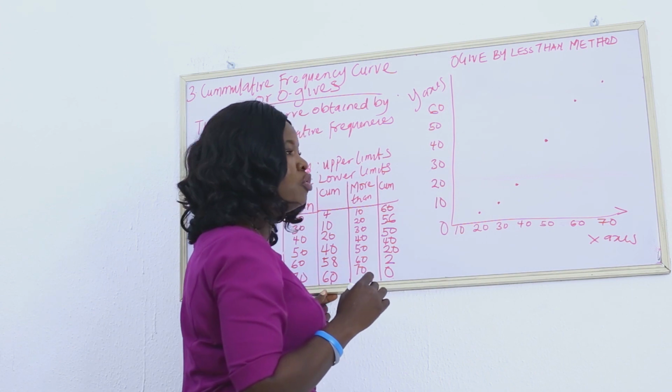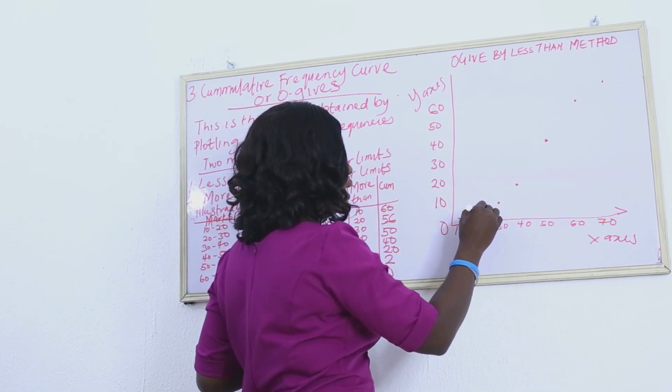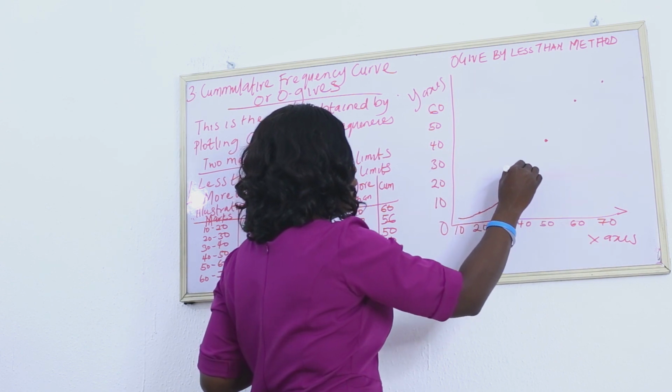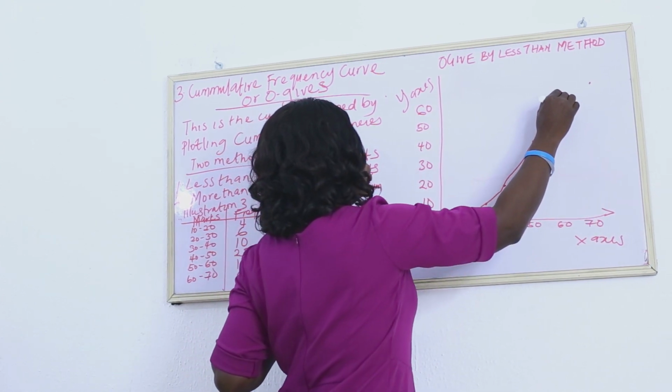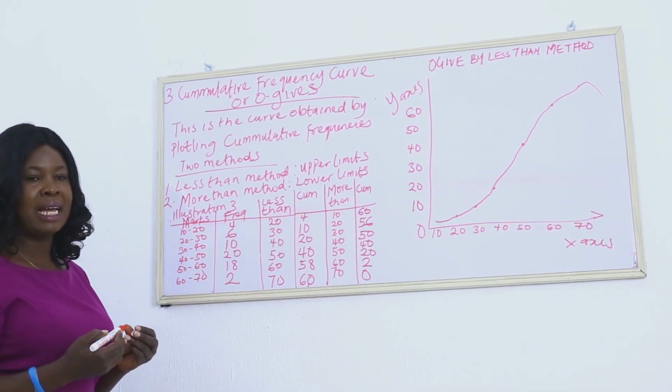I'll just draw a straight line across all the points I've drawn on the board. This represents an ogive less than method.